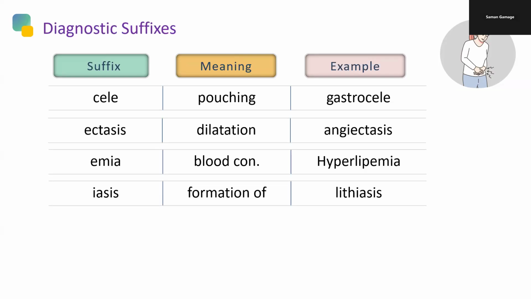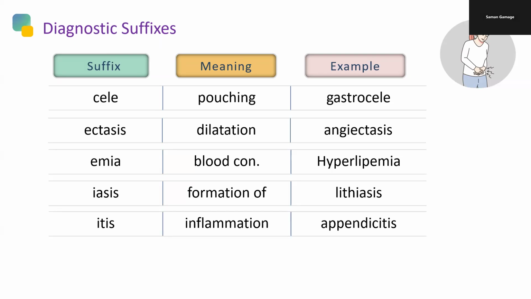Osis or iasis means formation of. Lithiasis is formation of stones. Nephrolithiasis is formation of stones inside kidneys. Itis means inflammation. Appendicitis is inflammation of appendix. Any name of an organ followed by itis means the inflammation of that particular organ. Cholecystitis, inflammation of gallbladder. Gastritis, inflammation in the stomach.